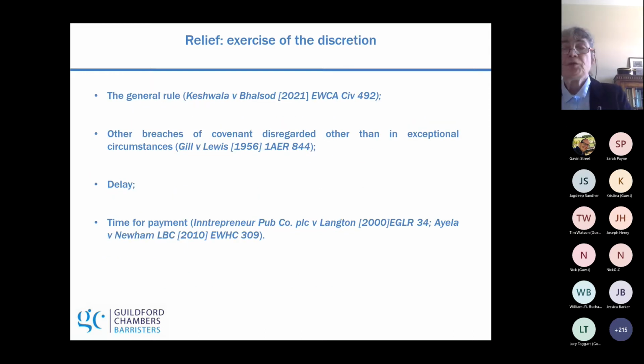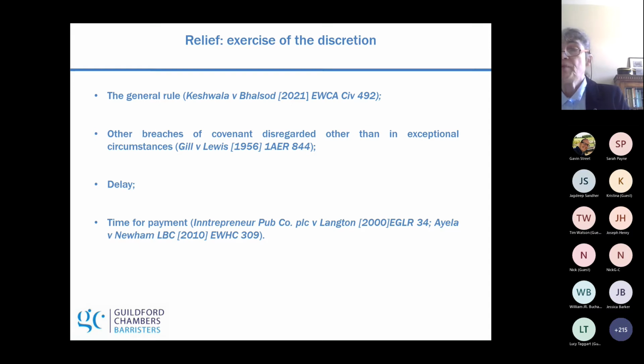I thought it would be useful to briefly look at how the court will exercise the discretion to grant relief. I've referred on the slide to the case of Keshwala and Balsod. This related to the exercise of the discretion where a landlord had peaceably re-entered and the tenant sought relief just within the 6-month window allowed for in section 139(2) of the 1984 Act. On the facts there, the court refused to exercise the discretion to grant relief.